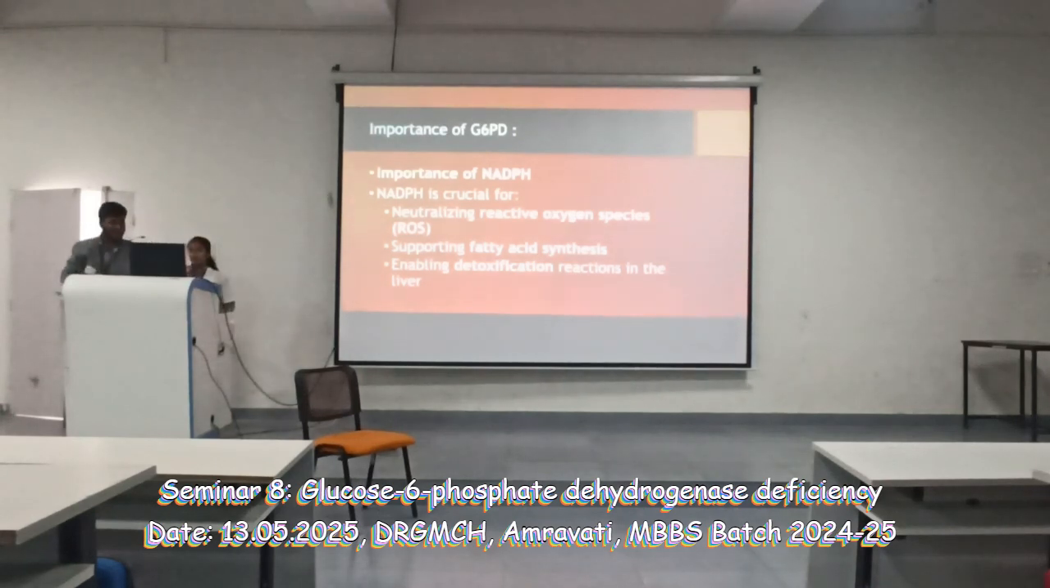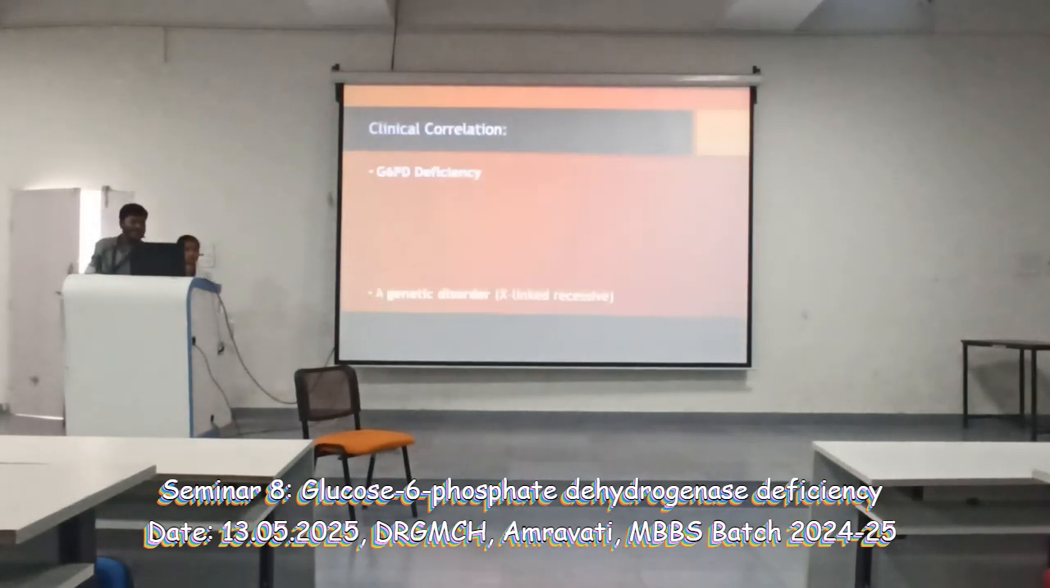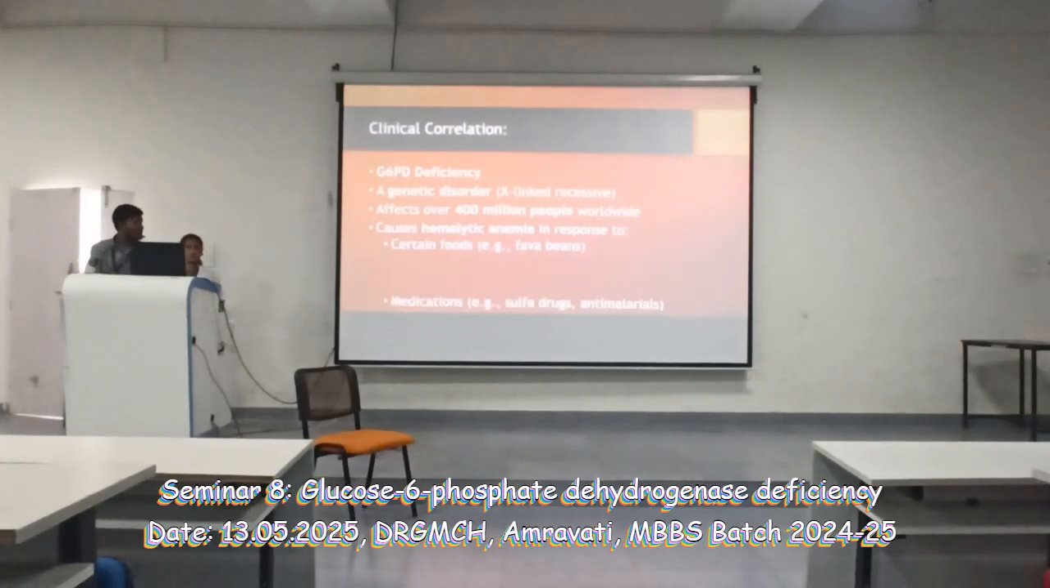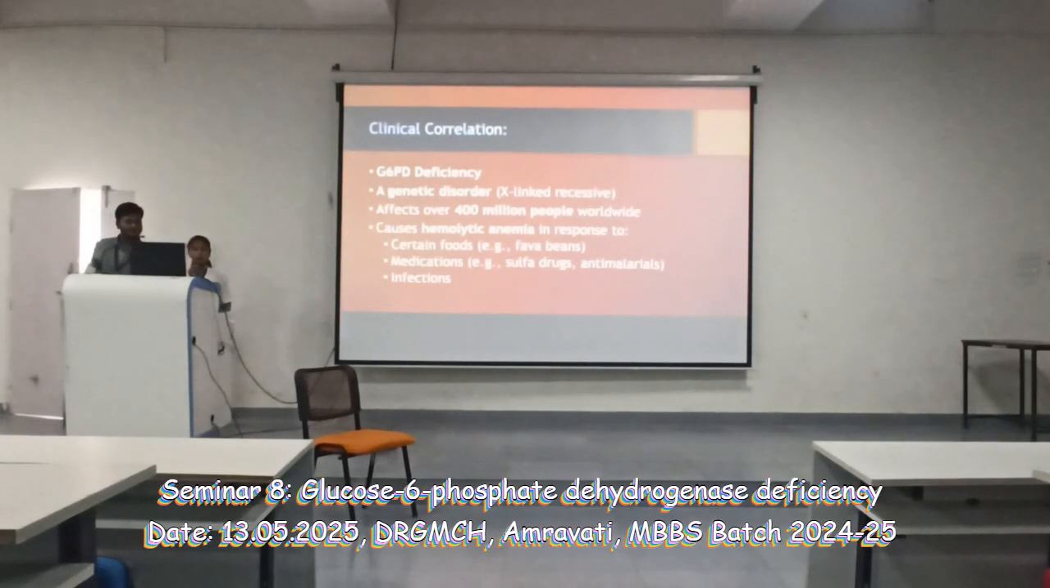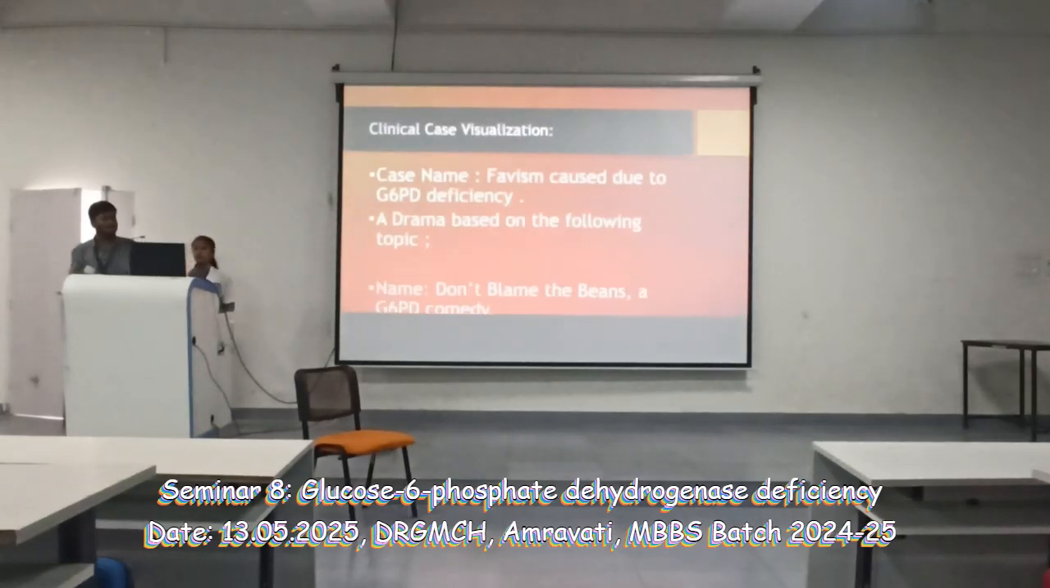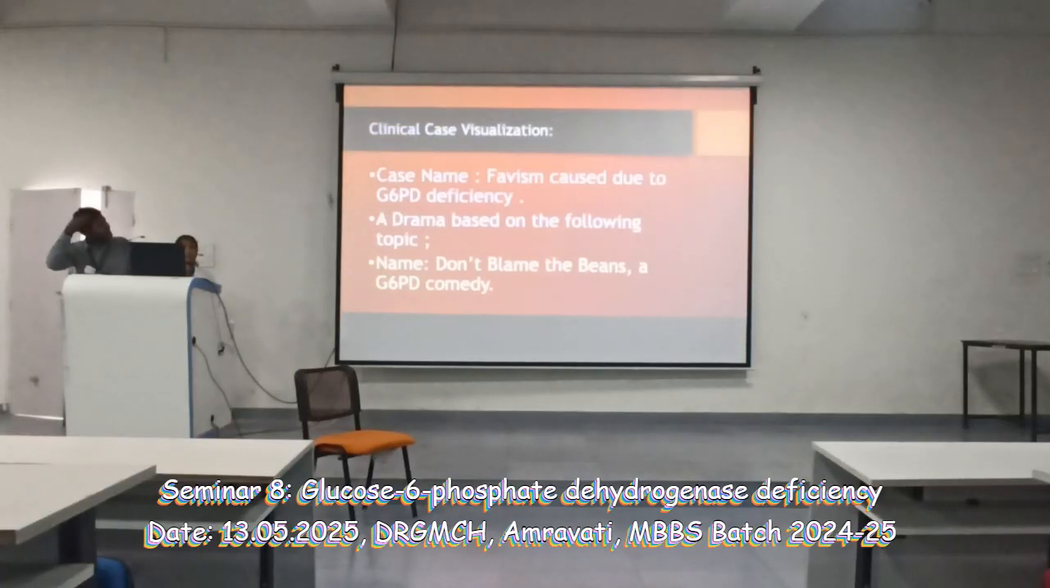Hello friends, now let's look towards the clinical correlation. G6PD deficiency is an X-linked recessive genetic disorder that affects over 400 million people worldwide and causes hemolytic anemia in response to certain foods, for example fava beans, medications like sulfa drugs and antimalarials, and infection. For better clinical case visualization, we are presenting a case of favism caused due to G6PD deficiency.